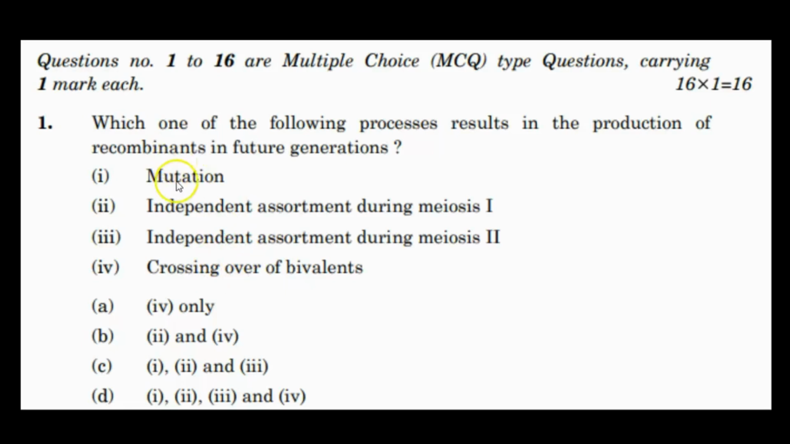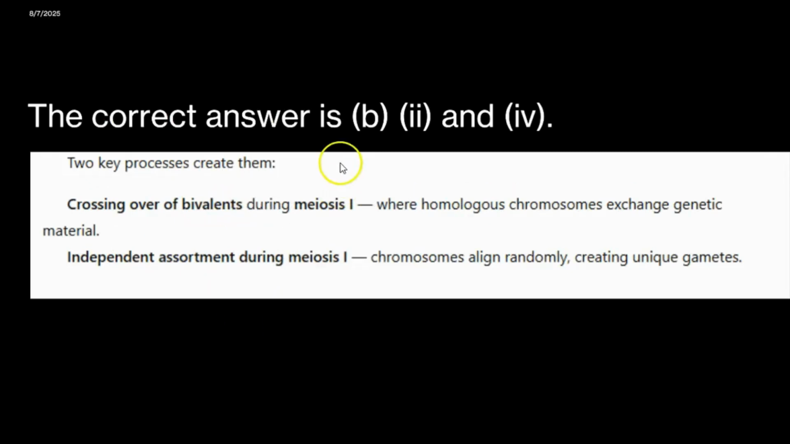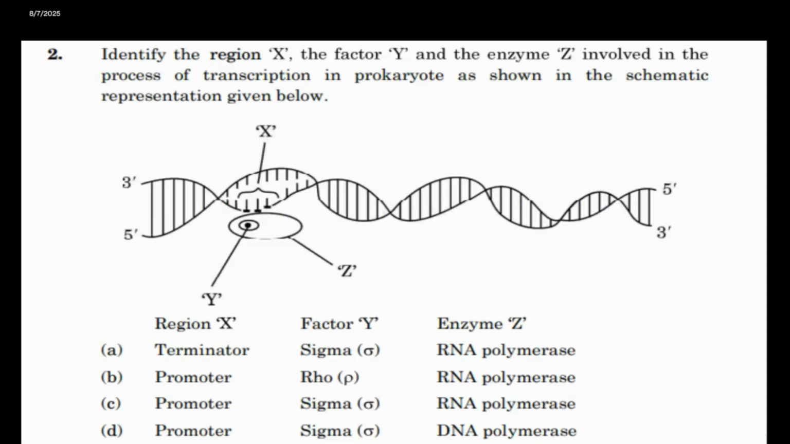Now you know what mutation, independent assortment during meiosis 1, independent assortment during meiosis 2, and crossing over of bivalents are. Now it is there in your head. So the right combination comes in B, second and fourth. Let's see the answer. The correct answer is B, second and fourth: crossing over of bivalents and independent assortment during meiosis 1. I hope this question is clear for you. We will move to the next one.